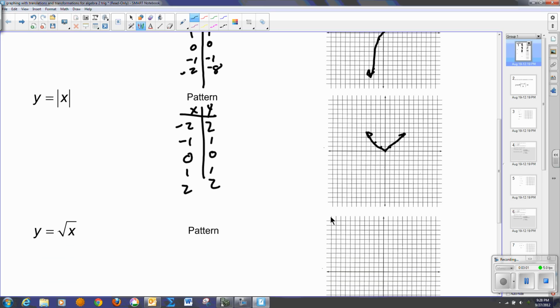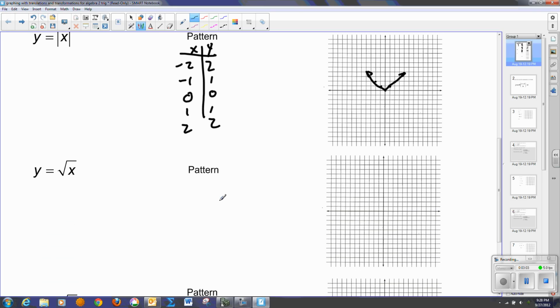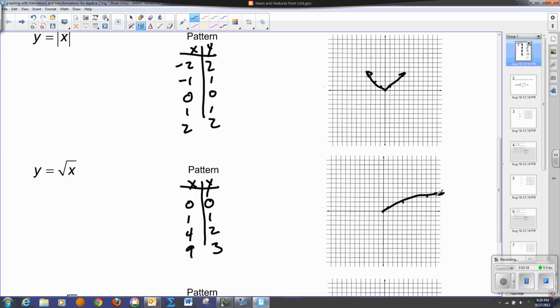Square root of x, well, if I want to pick nice numbers to graph, I better pick perfect squares. So let's pick some perfect squares for x and y. And we'll get 0, 1, 4. If I want 9, I could get 0, 1, 2, and 3 out. So (0, 0), (1, 1), (4, 2), and roughly (9, 3). Somewhere like this. This is almost a one-way type of graph that curves.